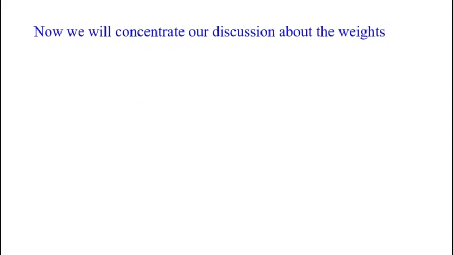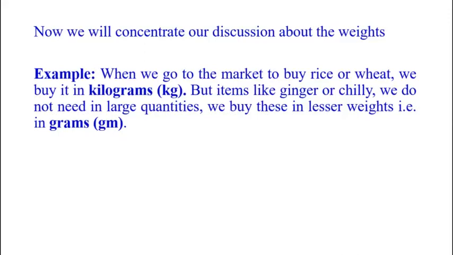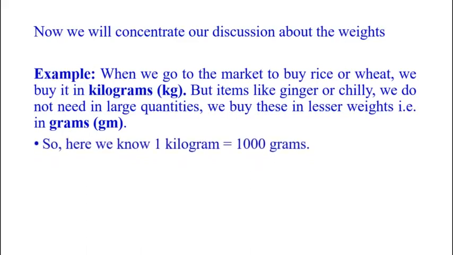Now we will concentrate our discussion on weights. For example, when we go to the market to buy rice or wheat, we buy it in kilograms or kg. But items like ginger or chili, we do not need in large quantities. We buy these in lesser weights. That means in grams. So here we know 1 kilogram is equal to 1000 grams.